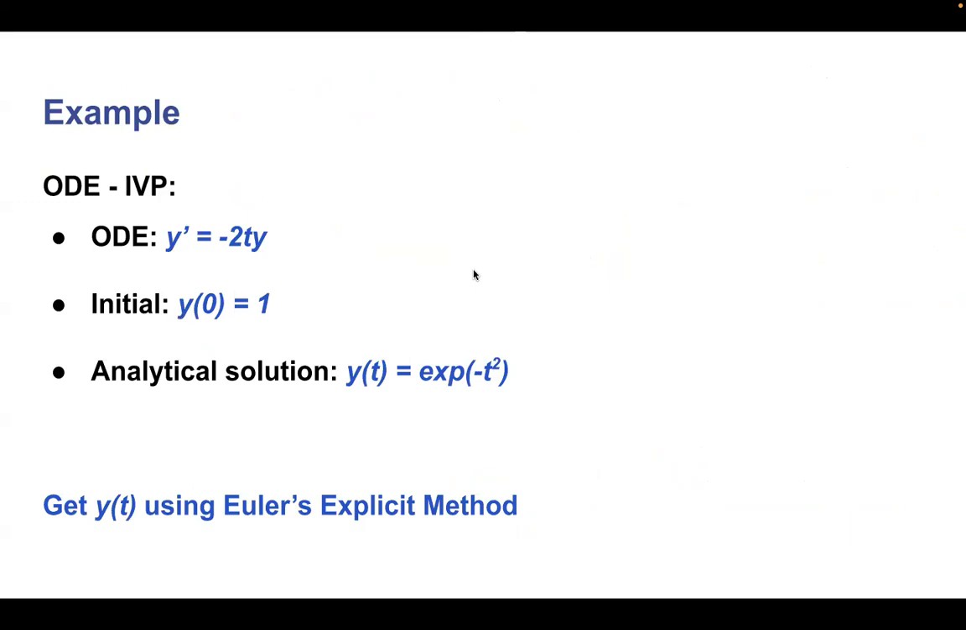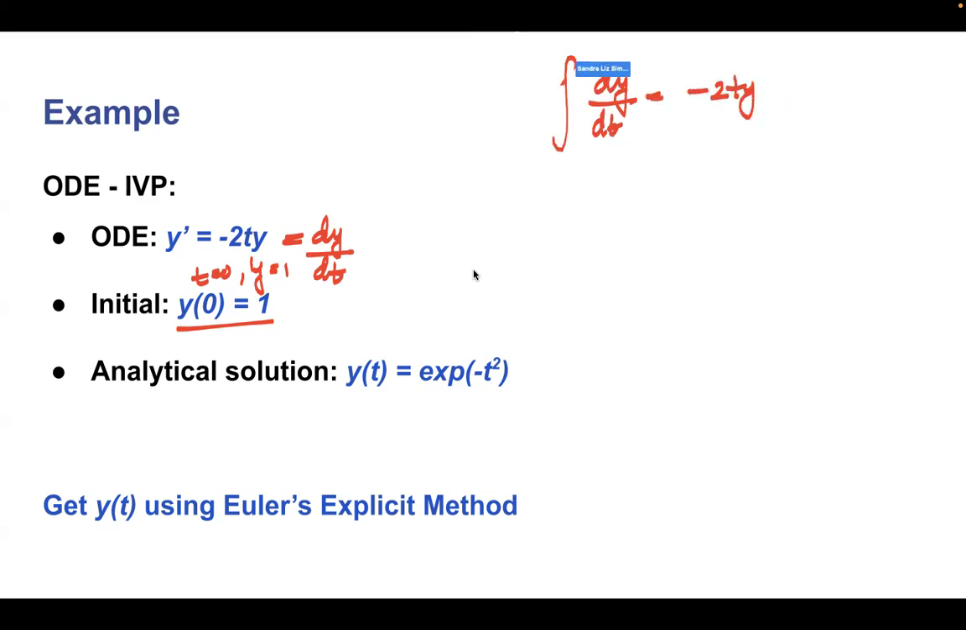So here we have an example question where y dash, that is nothing but dy by dt, is given as minus 2ty. You know the initial value, that is at t equal to 0, y is equal to 1. This is the initial value that we have. And the analytical solution: in the analytical way, how do you find it? You know the dy by dt that is given to you, minus 2ty. You just integrate it. When you integrate, you get y is equal to exponential of minus t square.